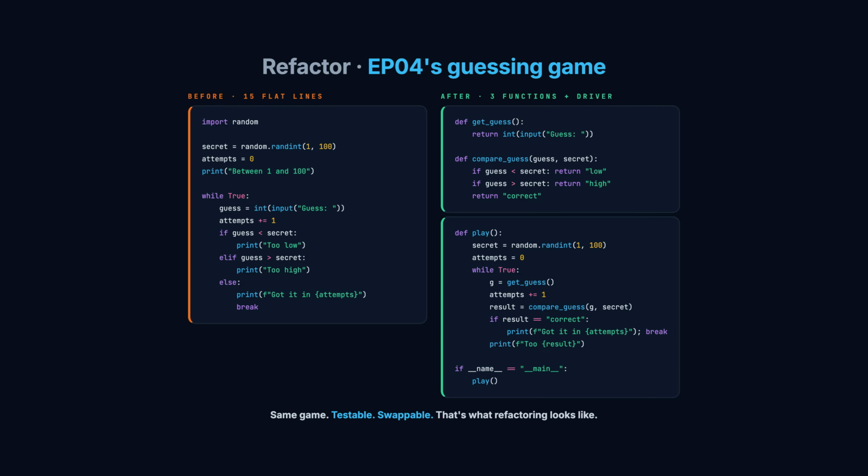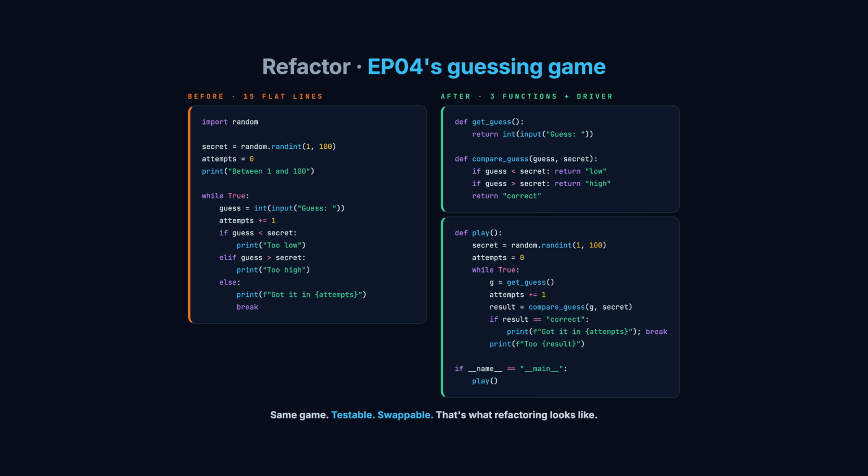Third, def play, no parameters, runs the round. Inside, secret = random.randint(1, 100). attempts = 0, while True. And now the loop body is short and readable. guess = get_guess(). attempts += 1. result = compare(guess, secret). If result is "correct", print the winning message and break. Else, print too low or too high based on result.